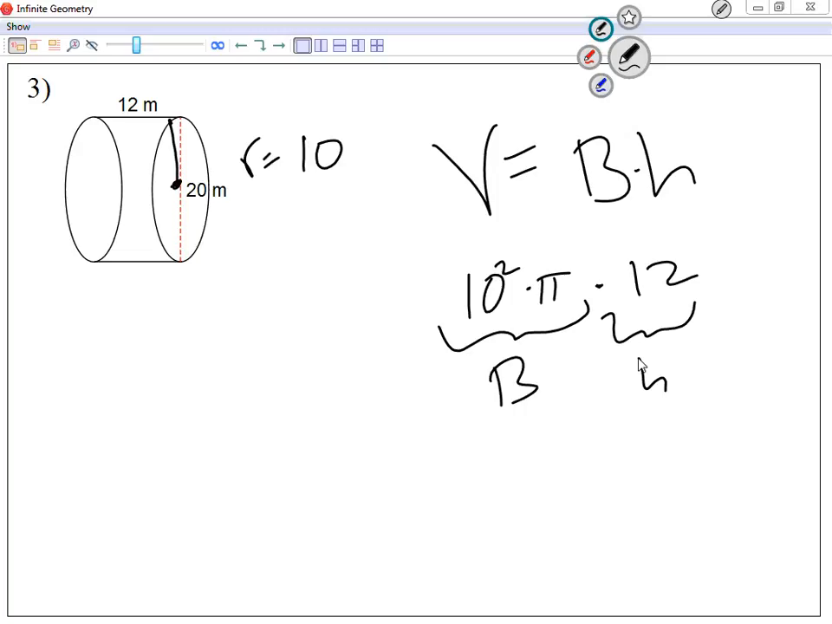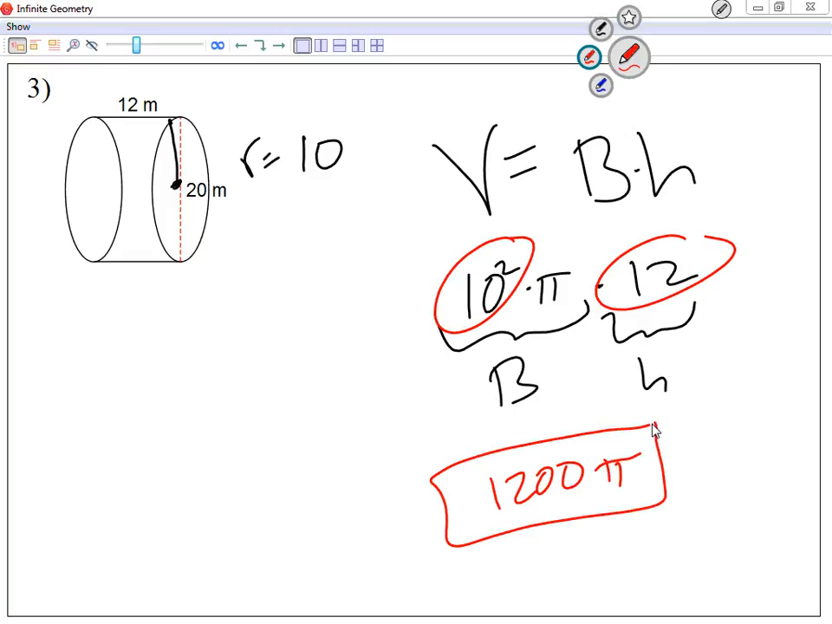Leave pi as a pi, right? On the instruction it says leave in terms of pi, leave pi as a pi. So I'm just going to go 10 squared times 12. How much is 10 squared times 12? 1,200. And then pi. I could leave pi as a pi. Alright, don't forget that 10 is 10 squared.